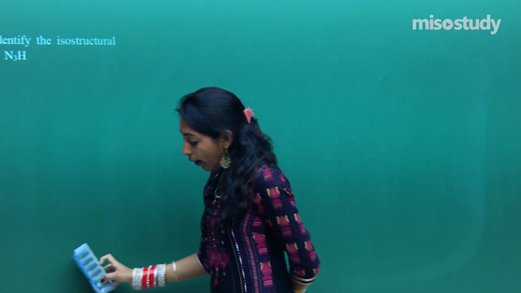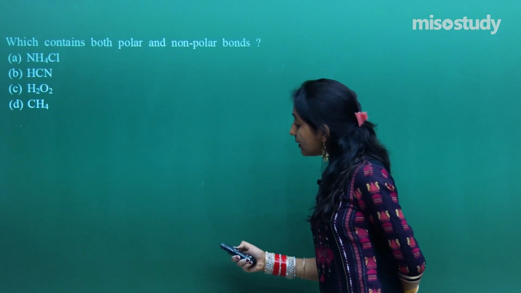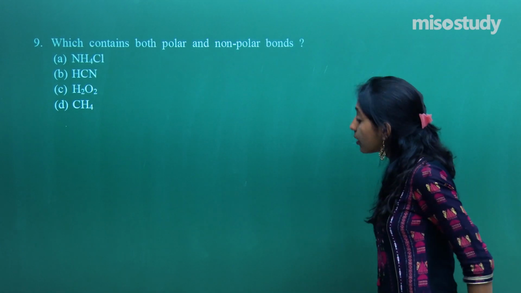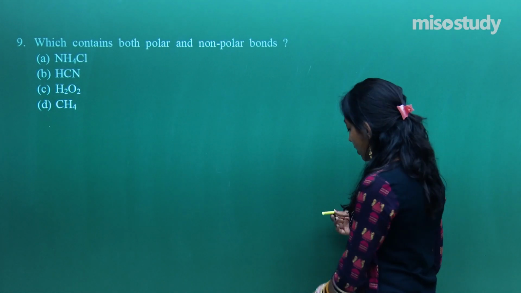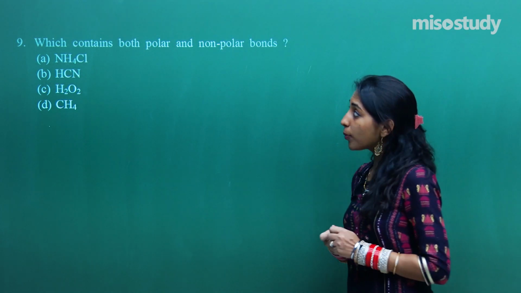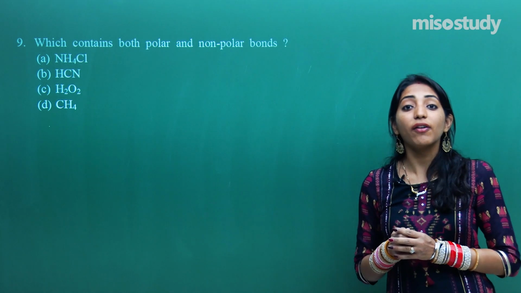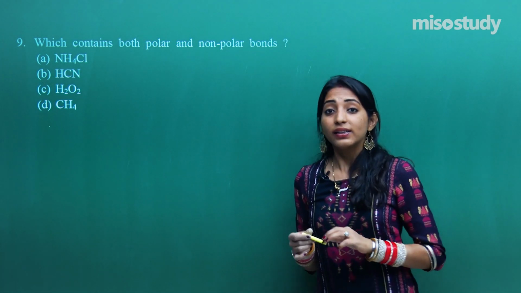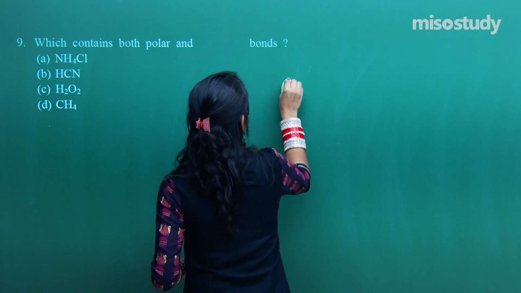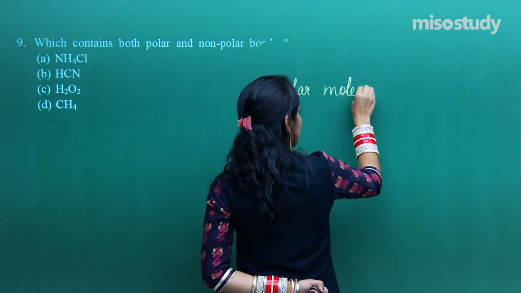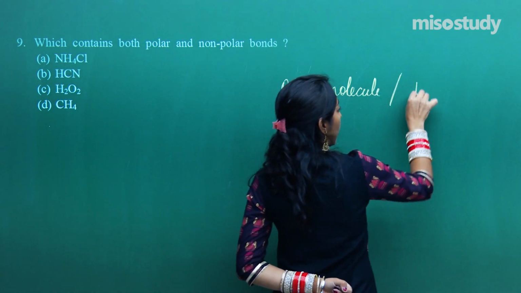Okay, so now on the board you can see question number 9. It says, which contains both polar and non-polar bonds. Polar bonds means any bond which will have a dipole. I am talking about polar bonds, I am not saying polar molecule. There is a difference between saying a polar molecule and a polar bond.